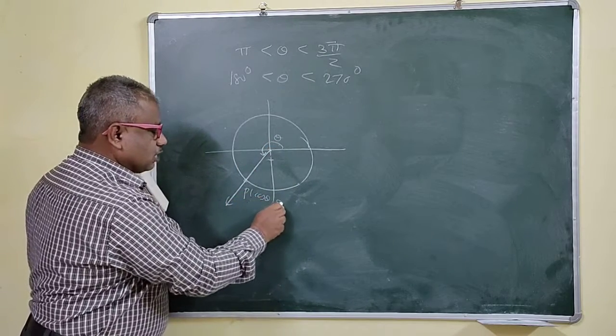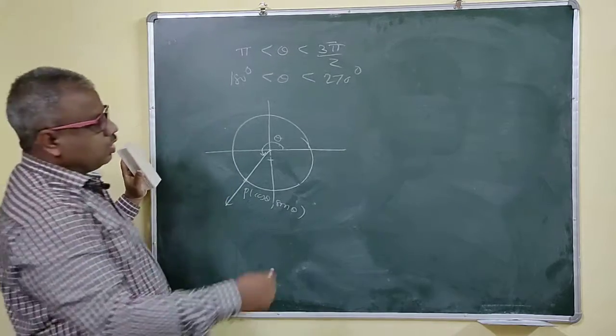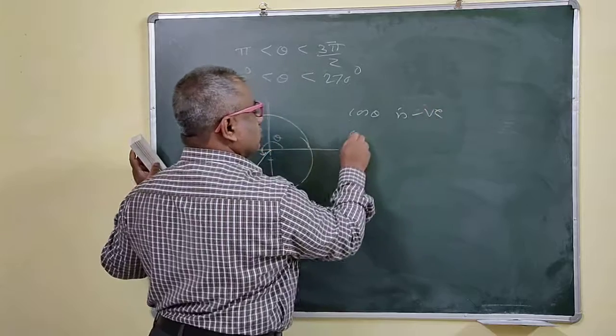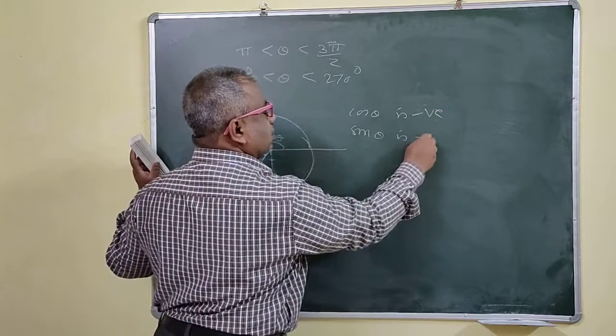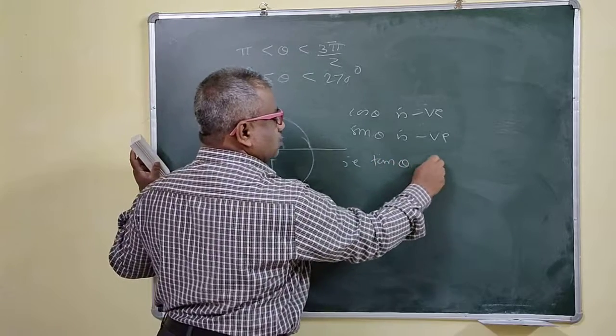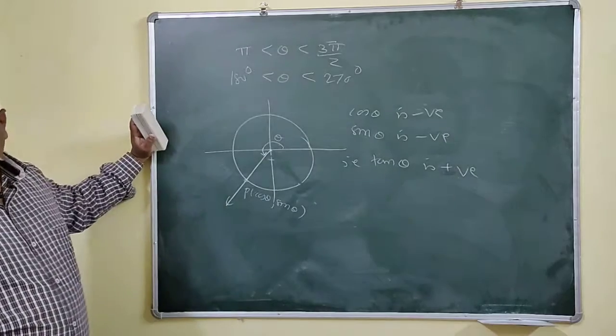This is cos theta, sin theta. So you are in the third quadrant, both are negative. So cos theta is negative and sin theta is negative. That means tan theta is positive.